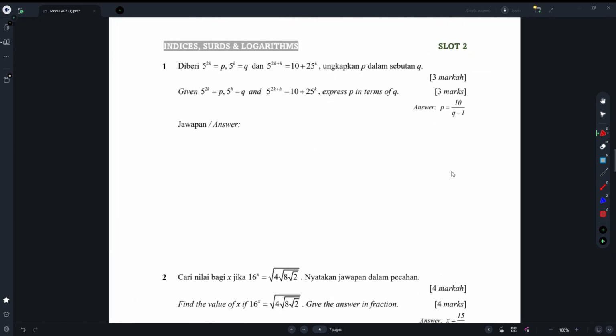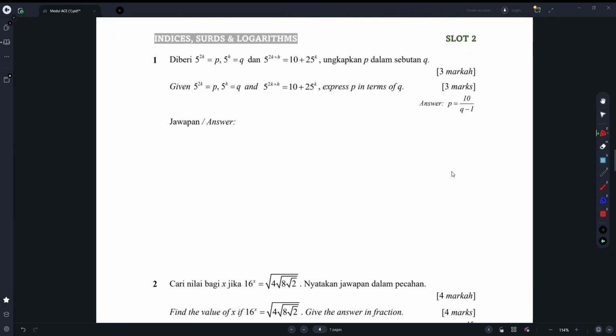Okay, so let's move on to indices, surds, and logarithm. In this one, we are requested to express P in terms of Q. So very simple, we have an equation. We just need to replace the values with P and Q. Okay, so let's begin. So we have 5 to the power of 2k plus h.